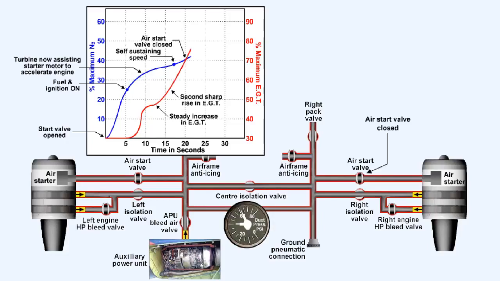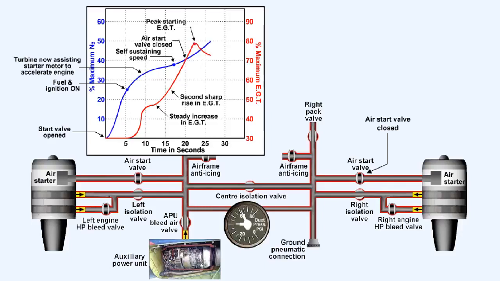The starter motor is not, however, deselected at this point. It's kept operating to assist the engine to accelerate a little more. This gives the engine a better chance of reaching idle RPM without exceeding its limiting EGT. The igniters and the air supplied to the starter motor will be cancelled automatically by an N2 speed switch at 40% N2.